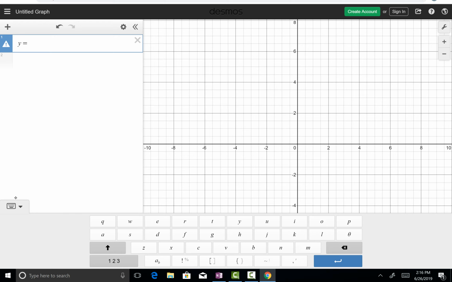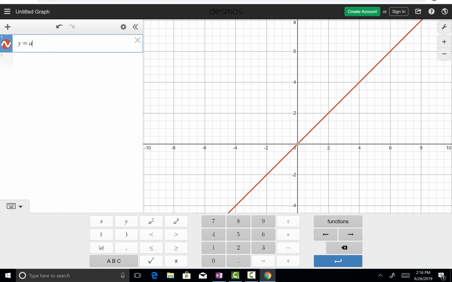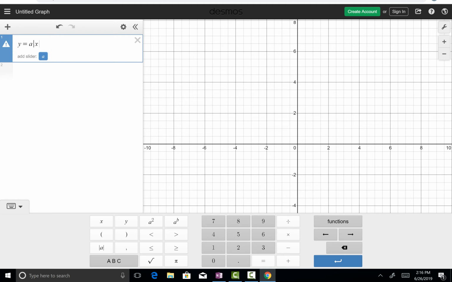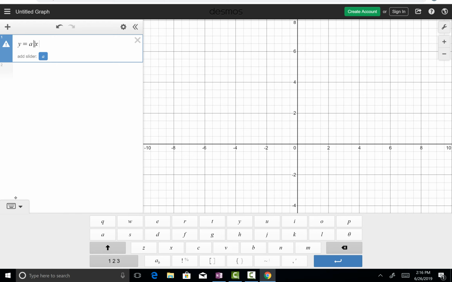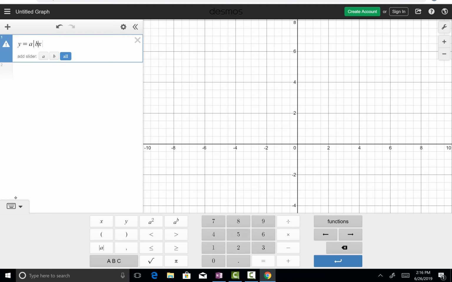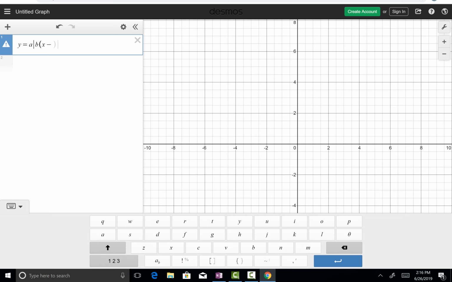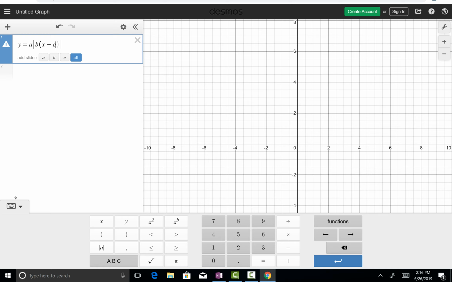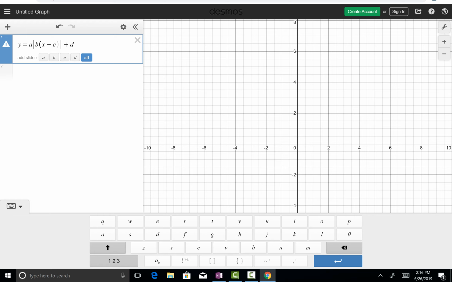So y equals a times the absolute value. The absolute value is right here. Okay, and we'll put an x in there. Oops, I want to put a b in front of that x. And I also want to put a parenthesis, so it looks like that. Minus, I'm going to put a c. And then I'm going to arrow past all of this to put a plus d at the end here. So that's what it's going to look like.